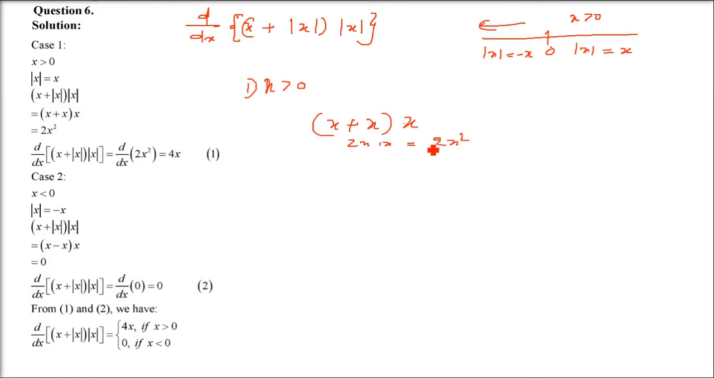And what is the differentiation of 2x square? We have to do d by dx. So it will be 2, and x square gives 2x. So it will be 4x.